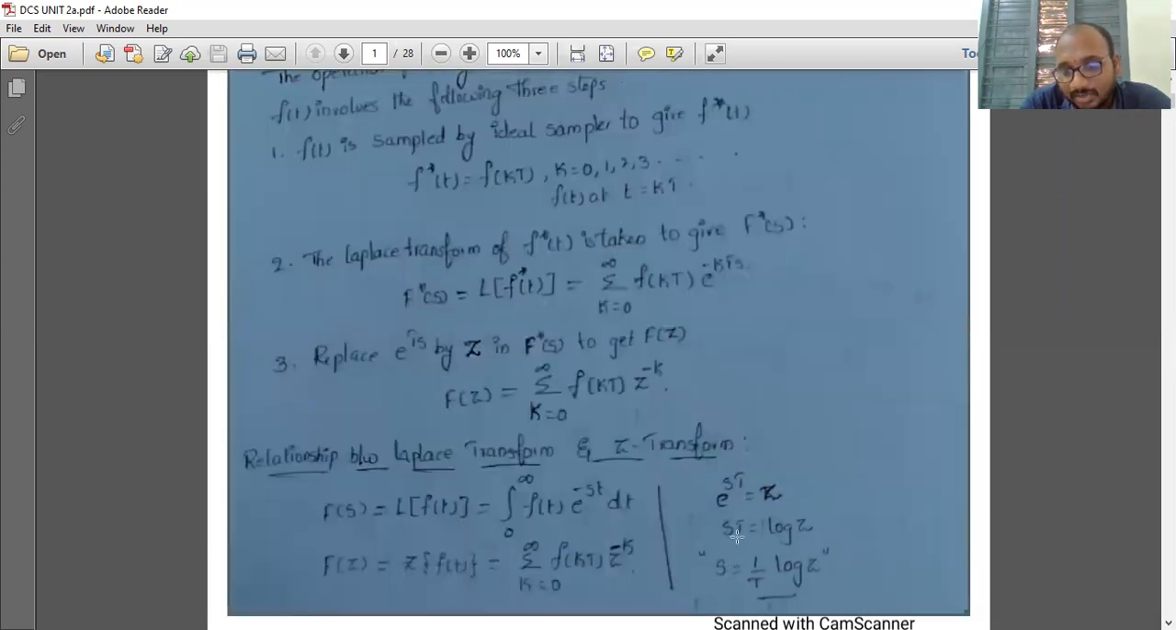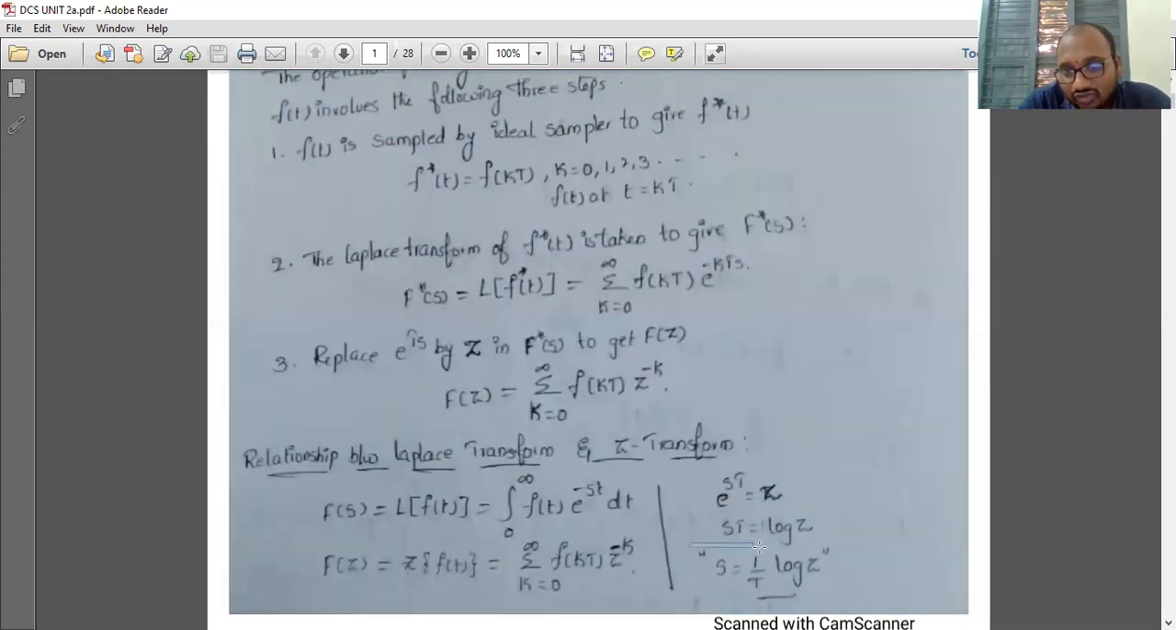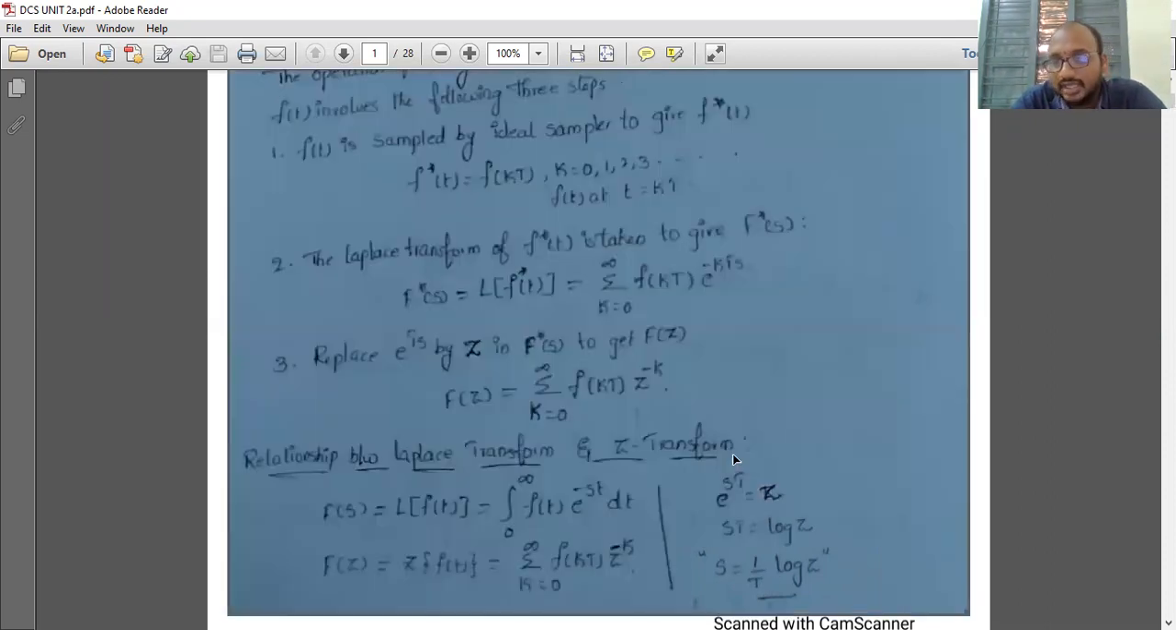So the relationship between Laplace transform and the z transform is s is equal to 1 by t into log z. You remember this? There is a chance to ask in final examinations as a short answer question. The relationship between the z transform and the Laplace transform is s is equal to 1 by t into log z.